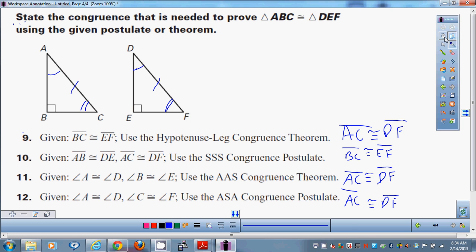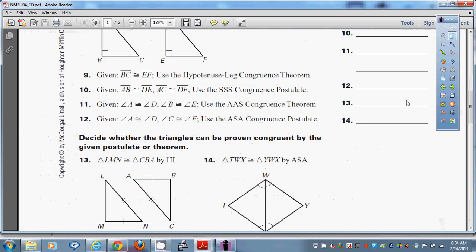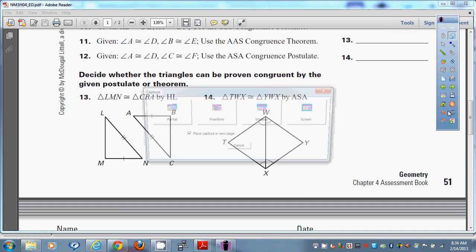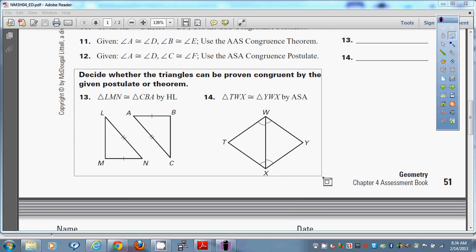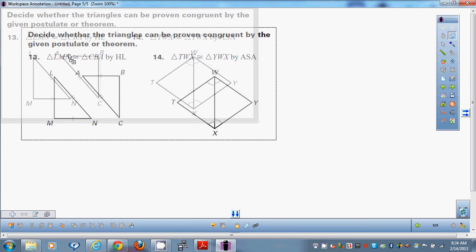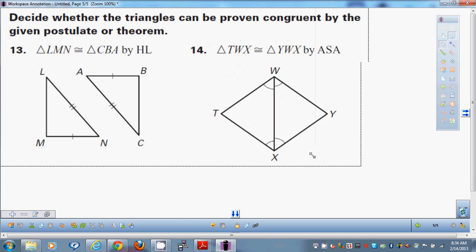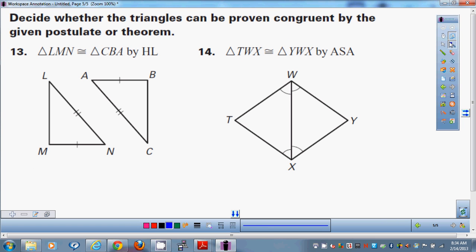Numbers 13 and 14. Decide if they can be proven congruent, and if they can, what all would you need, not just the finished product. Donovan, number 13. Oh, I'm sorry. One second. I'll still come back to that answer in just a second. I misread the problem. What it's actually asking is, do you have enough information to show that the triangles are congruent by the thing that they're giving us? So you're not adding anything unless you can. Do you have enough? And you said, why not?